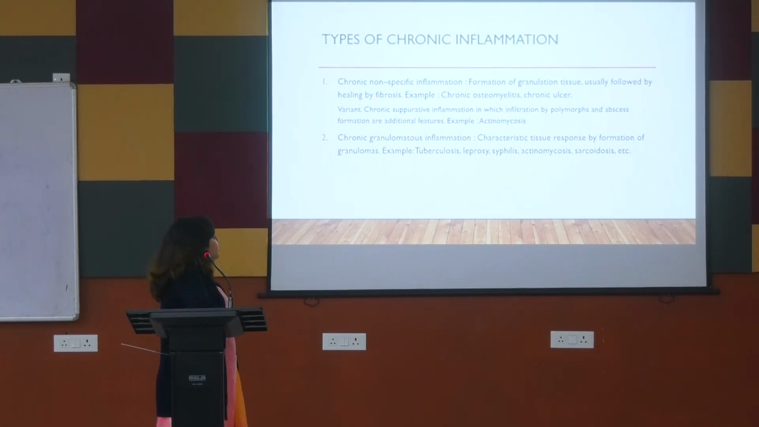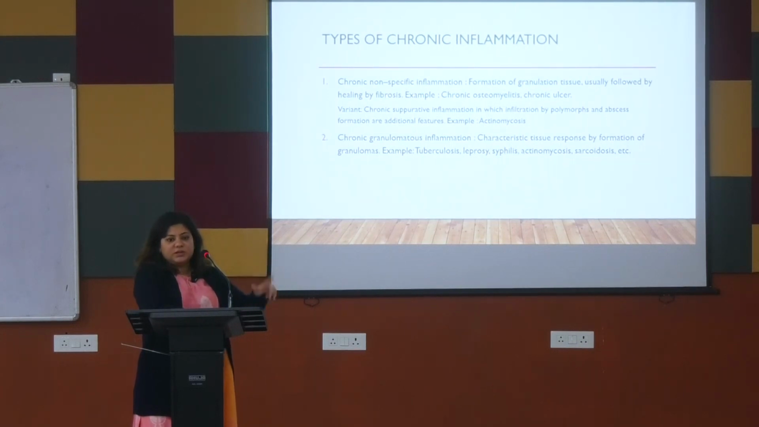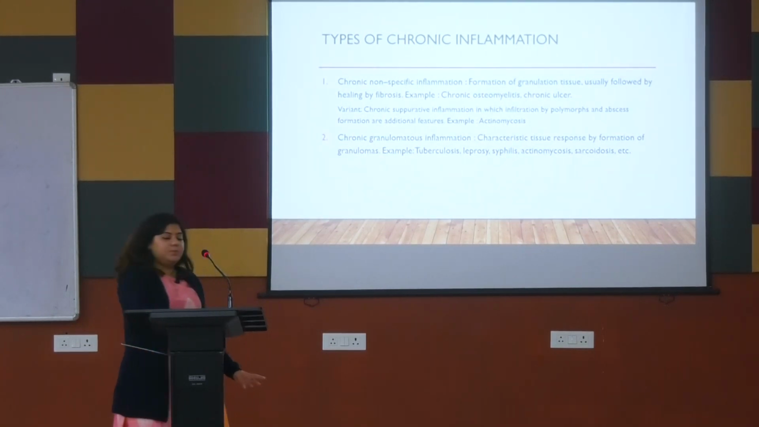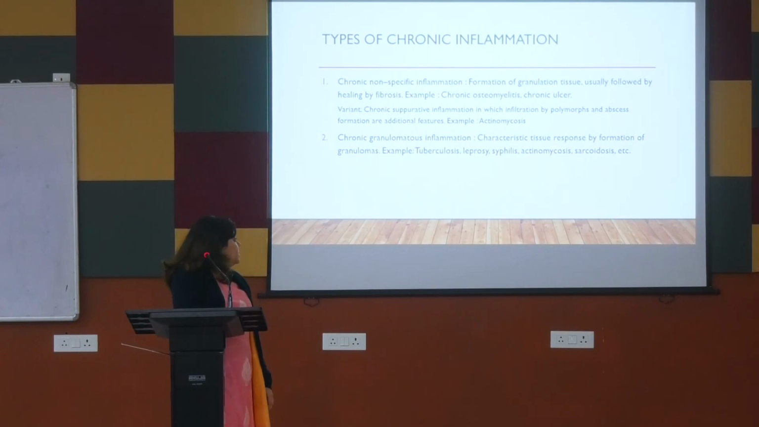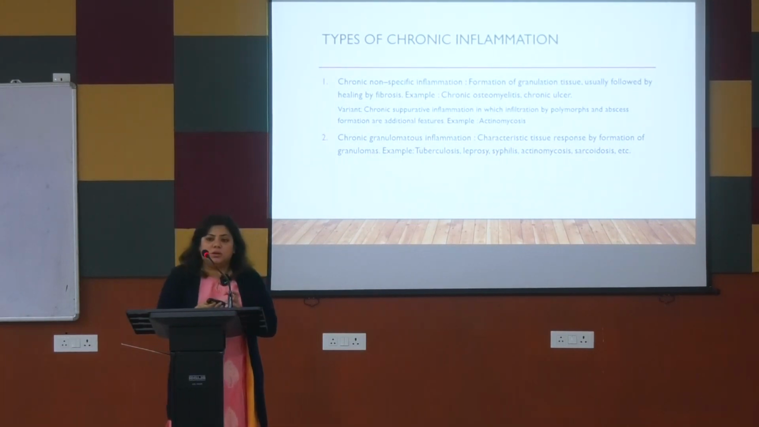So there is chronic suppurative inflammation where, along with the chronic inflammatory cells like lymphocytes and some macrophages, there are lots of neutrophils, necrosis and abscess formation, right? And chronic granulomatous inflammation is a characteristic tissue response by formation of granulomas. Examples: there are plenty, such as tuberculosis, leprosy, syphilis, actinomycosis, sarcoidosis, Crohn's, right?